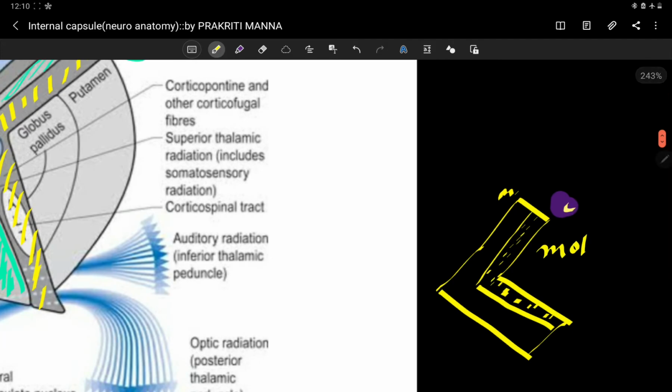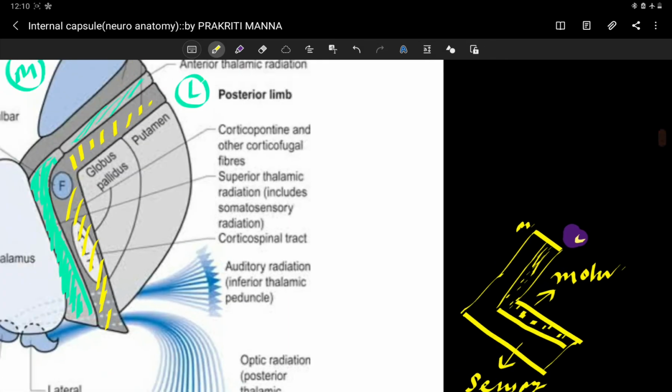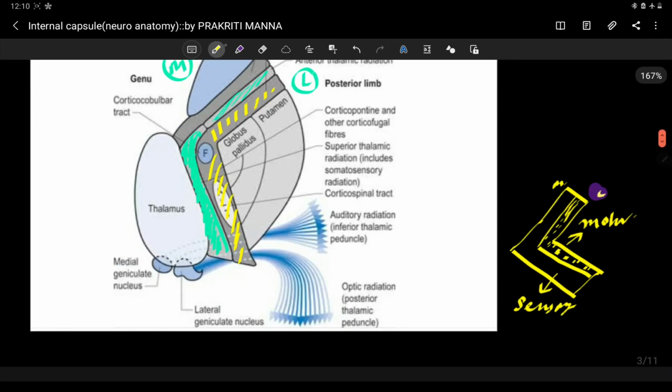So motor fibers are passing generally through this lateral portion of the internal capsule, and the medial portion of the internal capsule, it is generally sensory fibers are passing through this region. This is the general plan. This is the very rough idea about the internal capsule, and you can see these two structures also here.